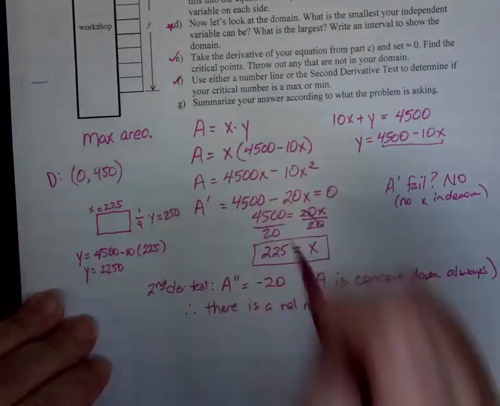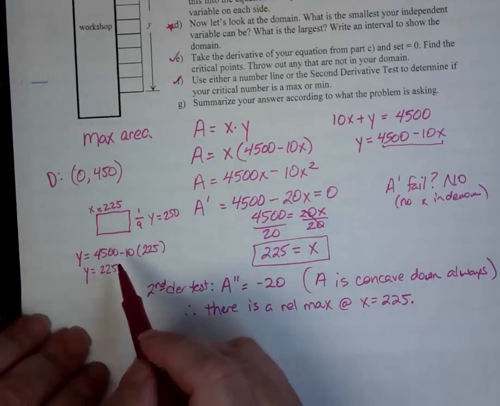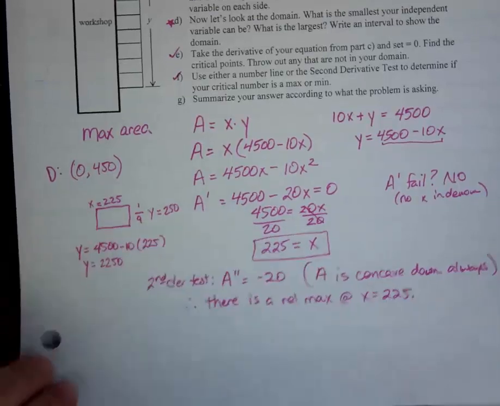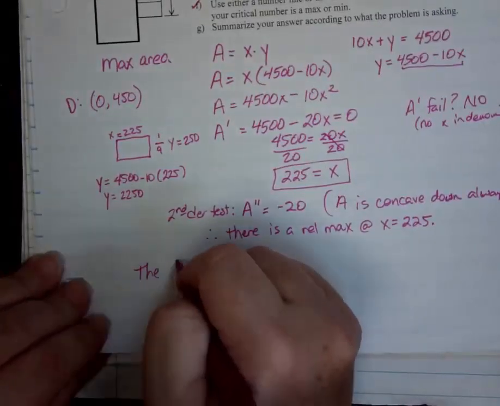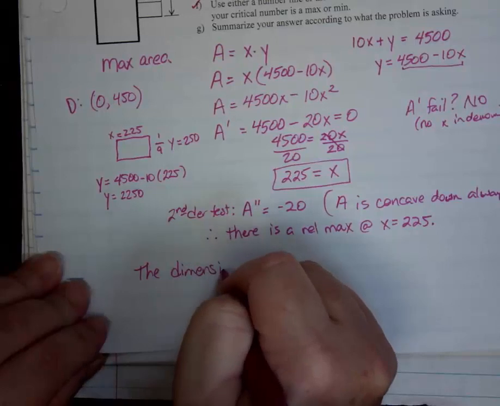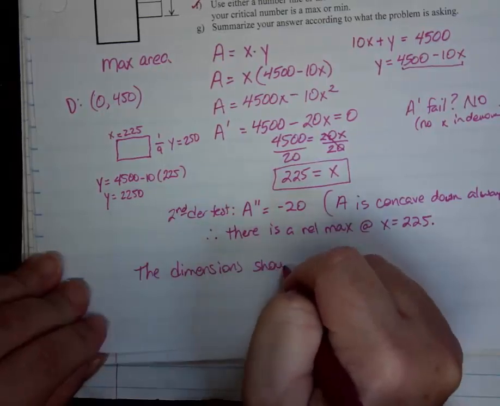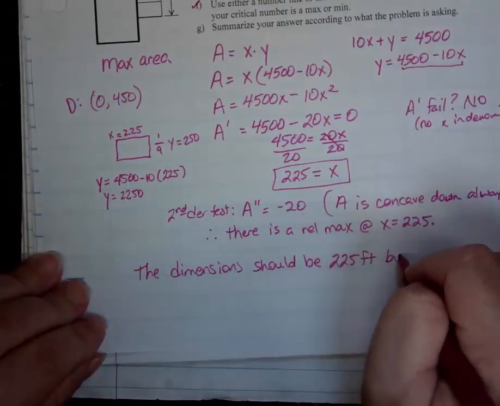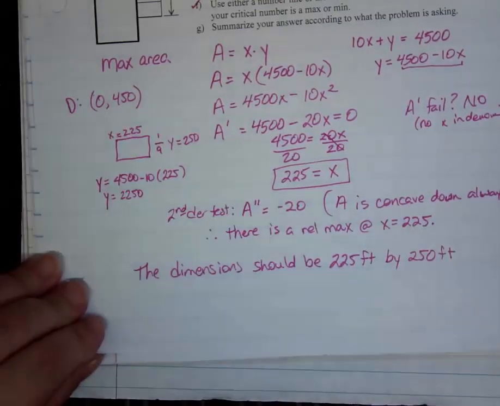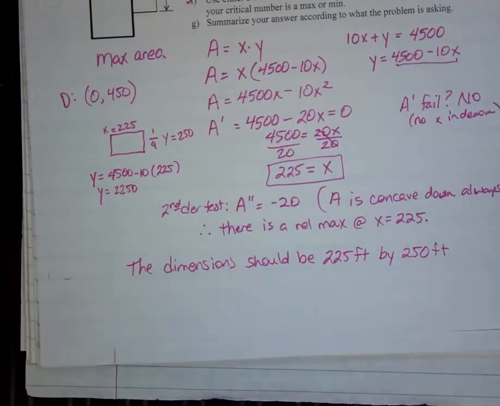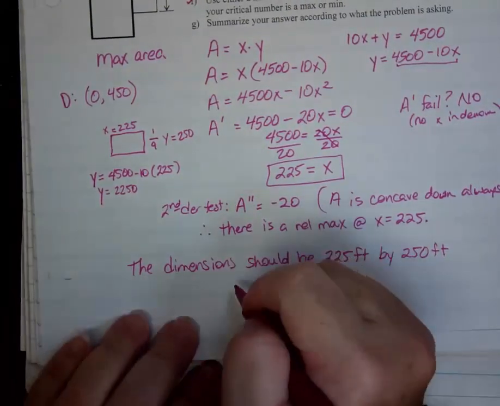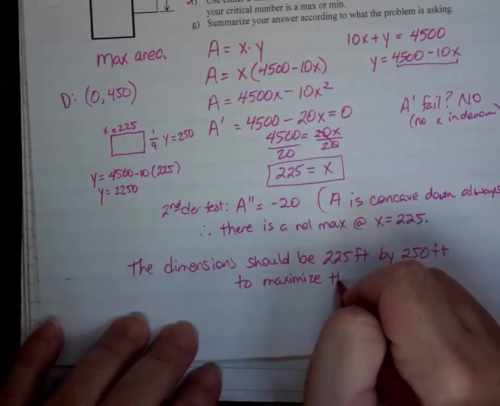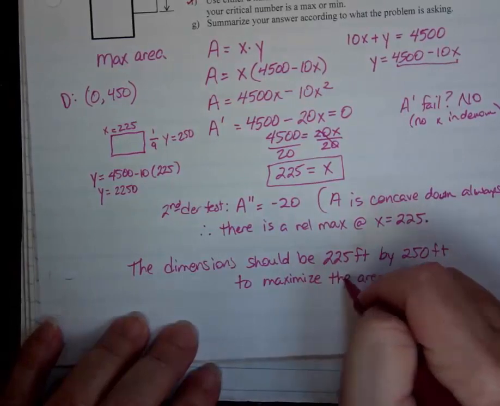Okay. Now, this picture is not enough. You have to write it in a sentence because they're not going to go looking for your work. The dimensions should be 225 feet by 250 feet. That's my answer. And if you want to add on to maximize the area. That's actually a better sentence.